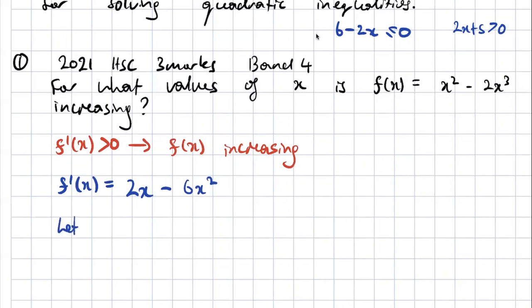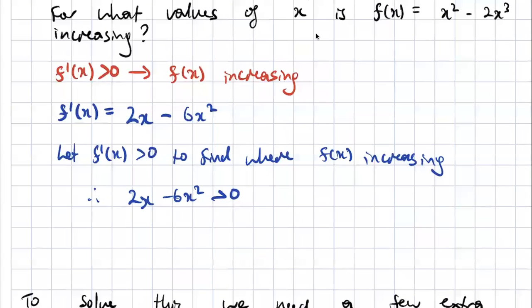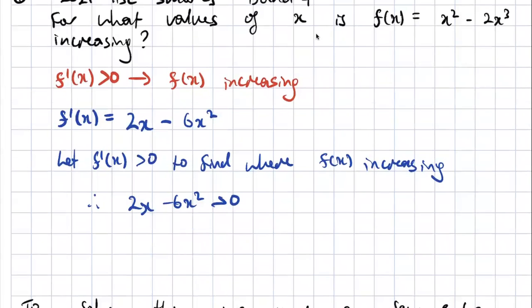Now we're going to let our first derivative be greater than 0 to find where f(x) is increasing. So we now have 2x minus 6x squared being greater than 0. If it's equal to 0, we end up with a stationary point. Now this is a quadratic, so factorize it a little bit. I'm going to have a common factor of 2x out the front: 2x times (1 minus 3x) is greater than 0. You'll notice that we run into a little bit of an issue here, because we don't have a technique available to us at the moment to solve this.